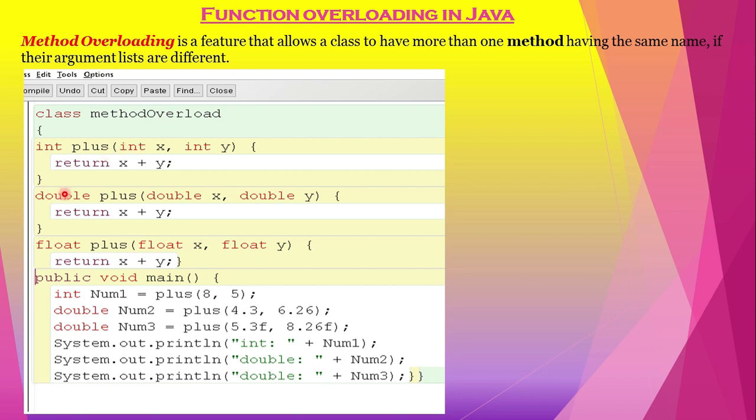So double type return. Next, float plus, again plus. That means the function name is the same. Float x then float y. I am adding this and returning the value.